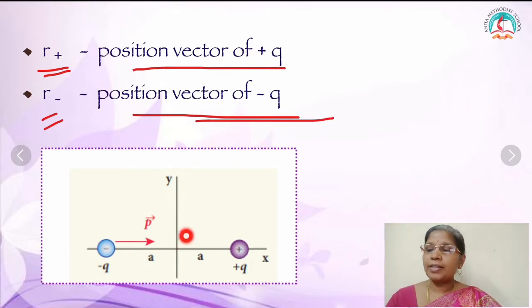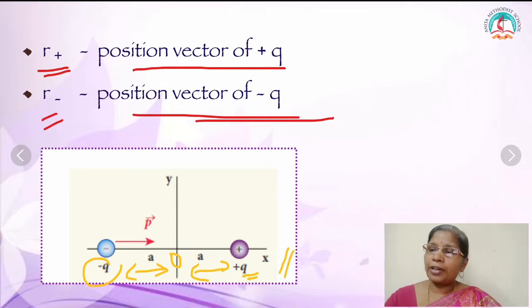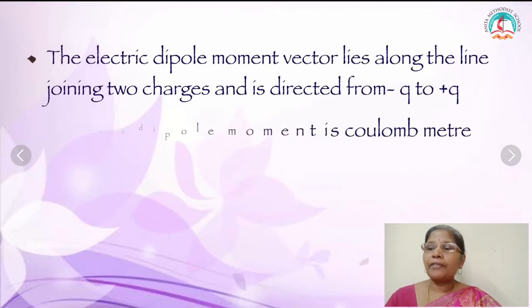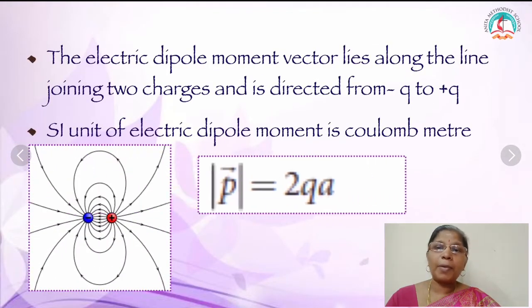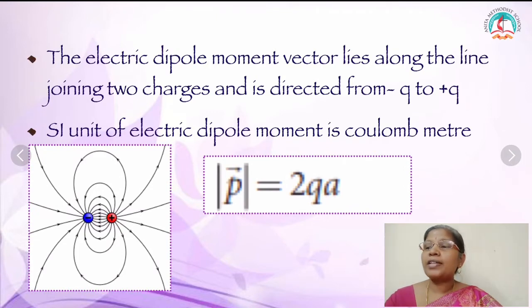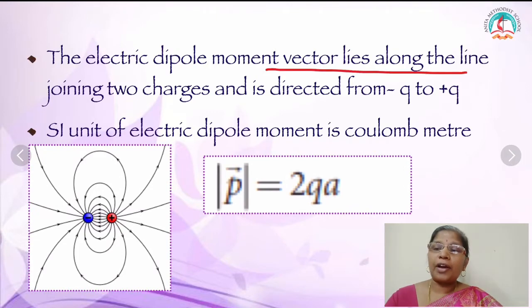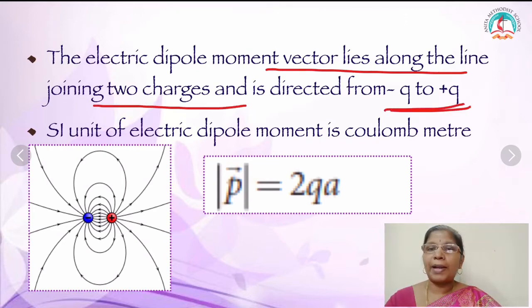You see the diagram? This is the center of the charge. This is minus Q. The distance is R minus. This is plus Q, the distance is equal to R plus. That I am taking in the x-axis side. If you take it in the y-axis or z-axis, whatever, it is the same procedure. Okay. Now I am calculating the dipole moment. So what is the dipole moment here? The line joining the two charges, and it is directed from minus Q to plus Q.